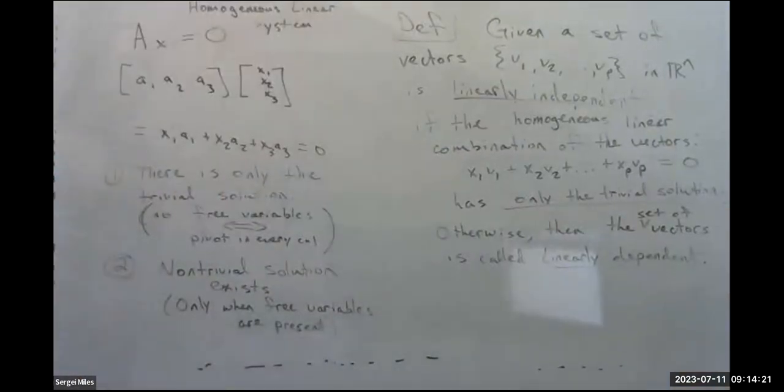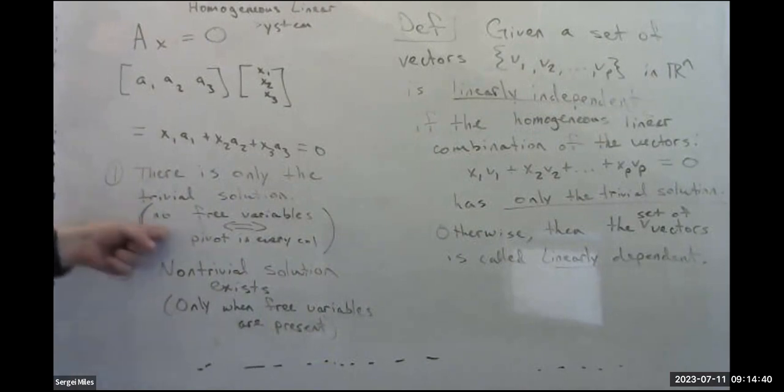So anytime we're dealing with any matrix of column vectors, we can now ask the question, okay, are these column vectors linearly independent? Are these column vectors linearly dependent? And the whole question there is just trying to answer, do you have free variables or not, right? That's going to answer your question. Do you have a pivot in every column?